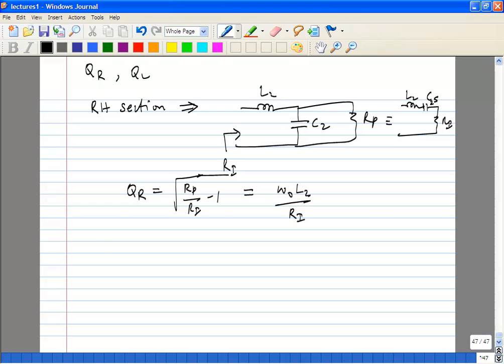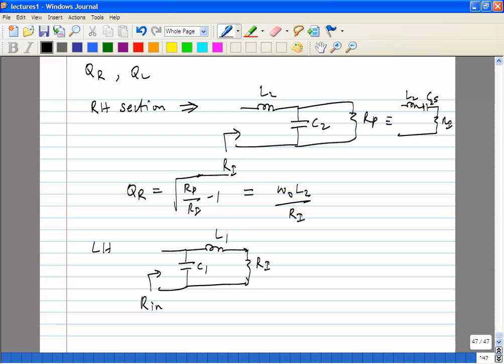Okay. So now we are also going to look at the left hand section. So if you look at the left hand section, you have L1, C1, and you have Ri here. Remember, at resonance you can replace the right hand section just by Ri. Is that clear? So in the left hand section, you have C1, L1 and then Ri.